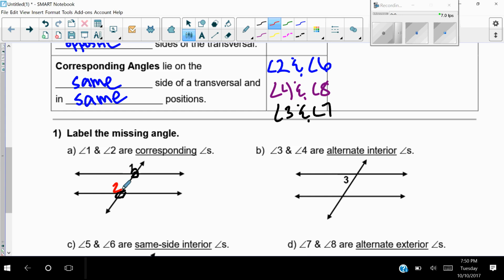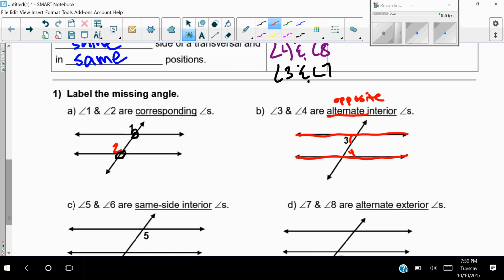Angle 3 and 4 are alternating, which means they're on the opposite side of the transversal. And they're interior, so they're both in between these parallel lines. So alternating means opposite sides of the transversal. My 3 looks like it's on the left-hand side of this transversal, which means my 4 needs to be on the right-hand side of the transversal. And that is the only place for it. There's no other option, guys.